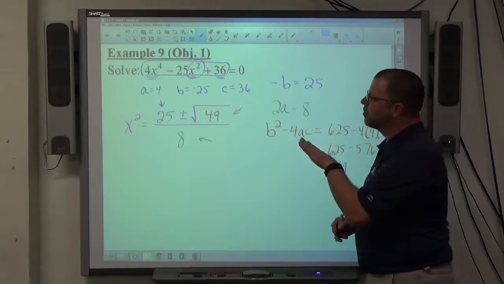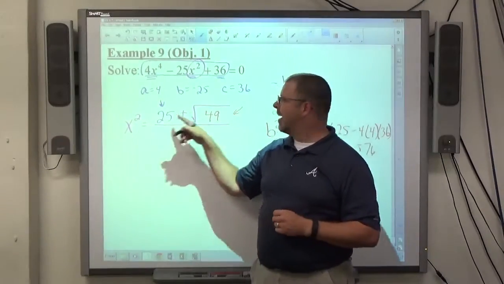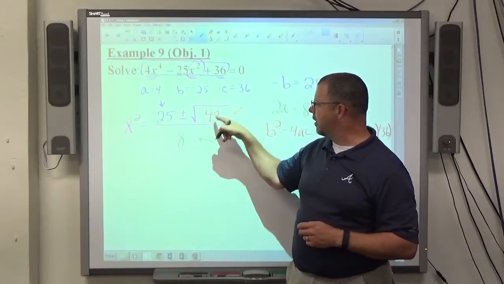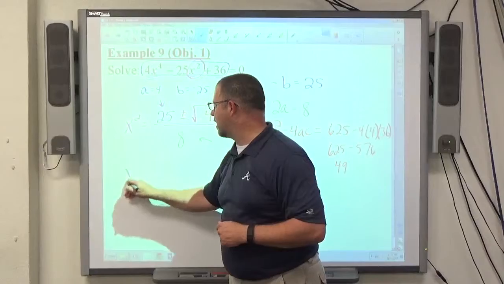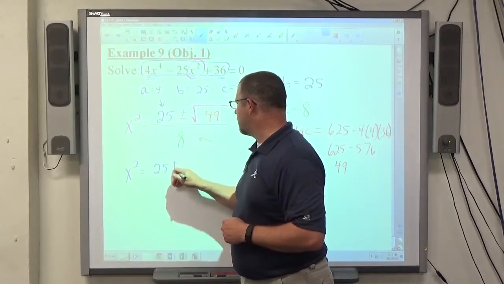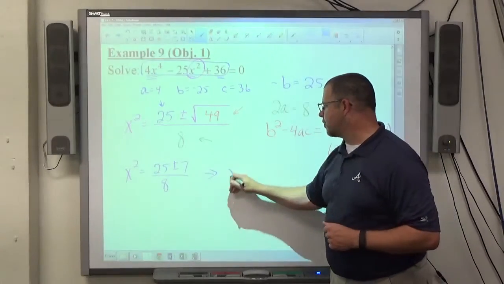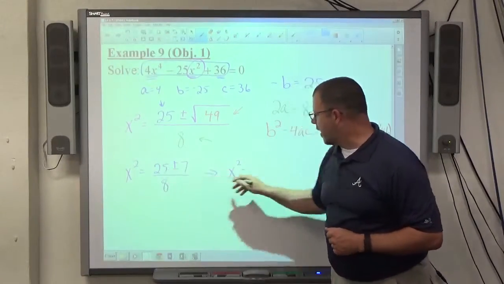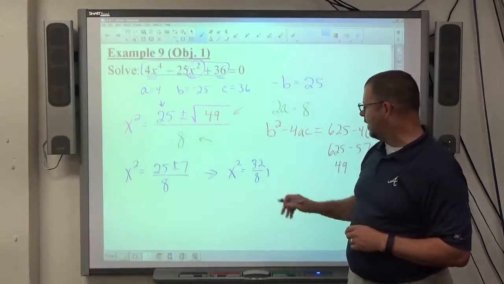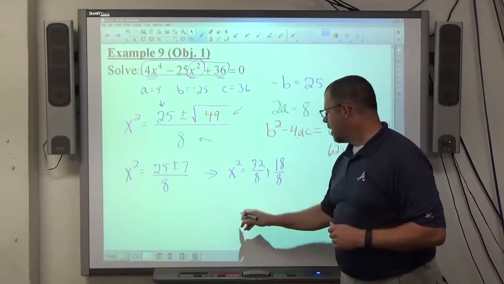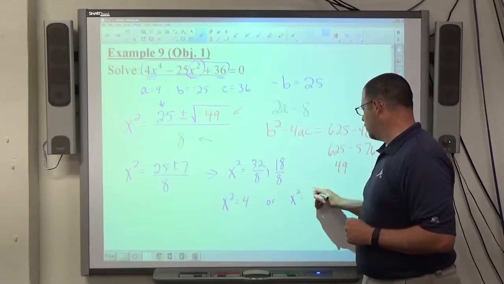So what I want to do at this point, my job, it says solve, my job is to find x. I haven't found x yet. So far I found x squared, and I haven't even simplified what x squared equals. So if you get a square root that can be evaluated evenly, nicely, you should do that. So x squared equals 25 plus or minus 7 over 8. That leads me to x squared equals 32 over 8, or 25 minus 7 is going to be 18 over 8. And finally, that gets me to x squared equals 4, or x squared is equal to 9/4.